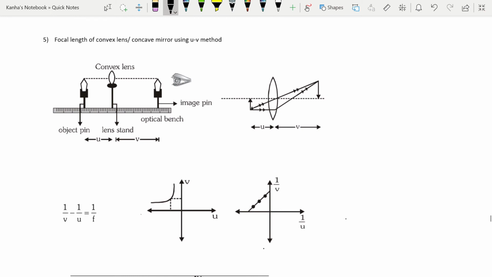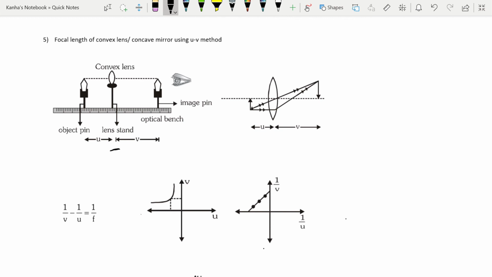This you might have done in your labs as well. So in these experiments, you need to find the focal length either of a convex lens or a concave mirror using the UV method. So what was the general procedure for doing this? You fixed a lens on the lens stand here. Then you placed a pin in front of the lens. Then you measured the distance between the two. The value of this distance was the value of u, or the object distance, and this was negative because you've kept it on the left side.